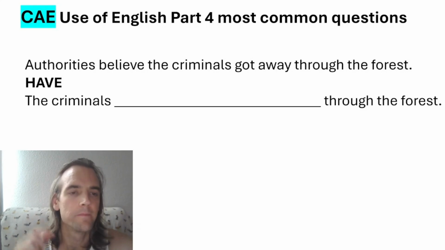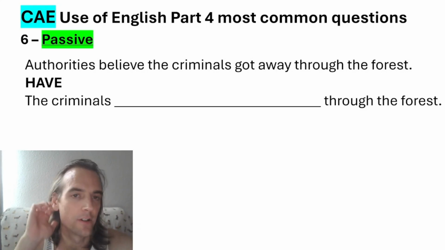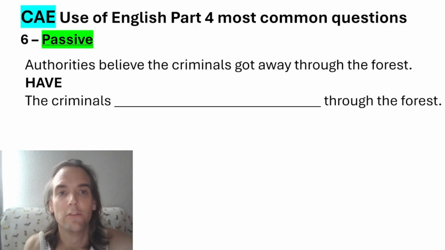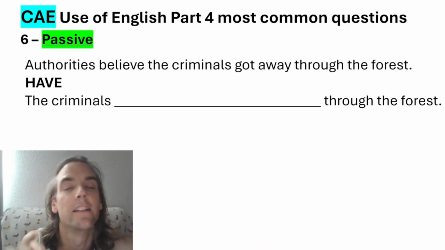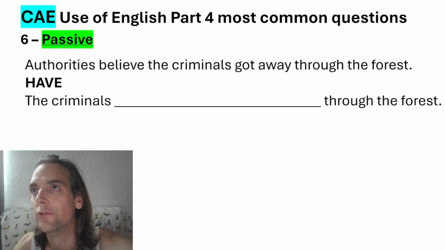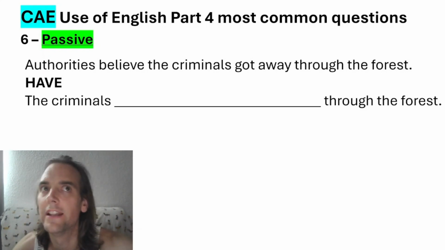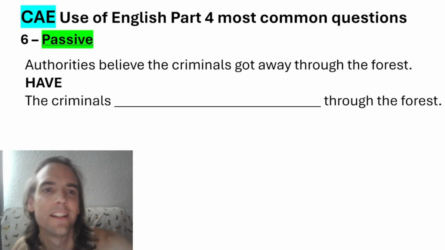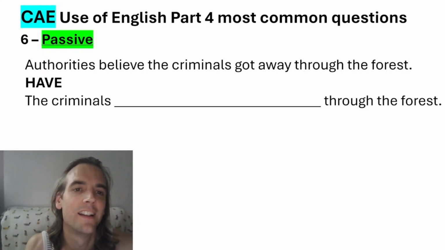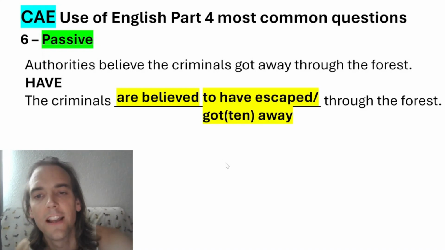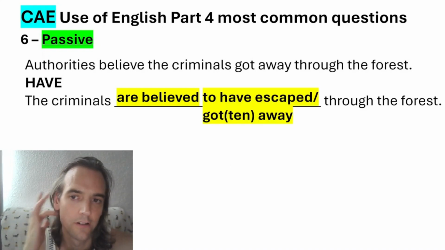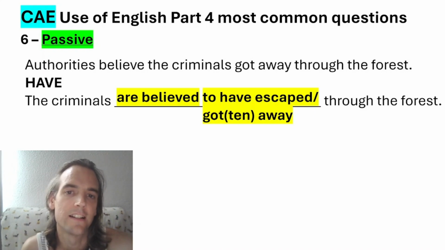Slightly more difficult. It is a passive question, but it's the one with believe, like say, believe, think. Someone is thought to do something, or thought to be, or thought to have done something in the past tense. The criminals are believed, and then they got away. They are believed to have escaped or to have got or gotten away. You can have either because it's 6 words.